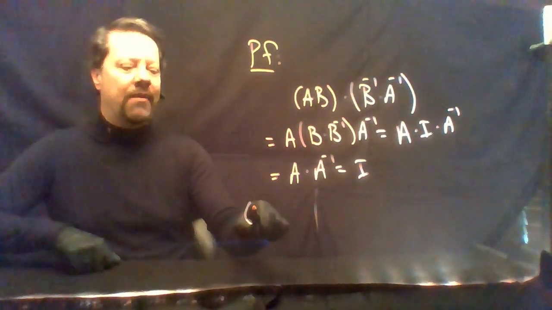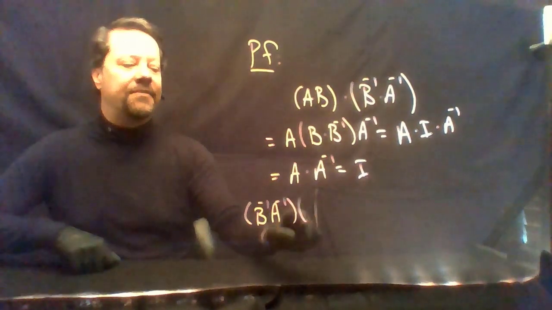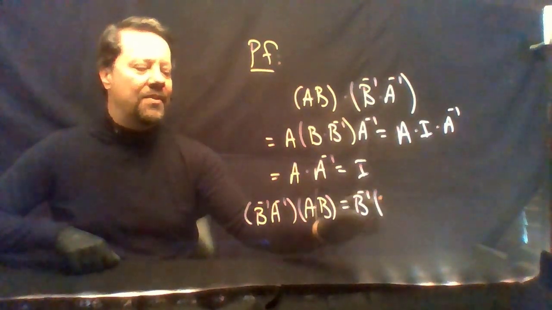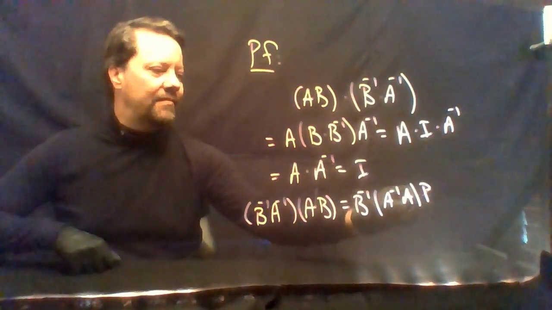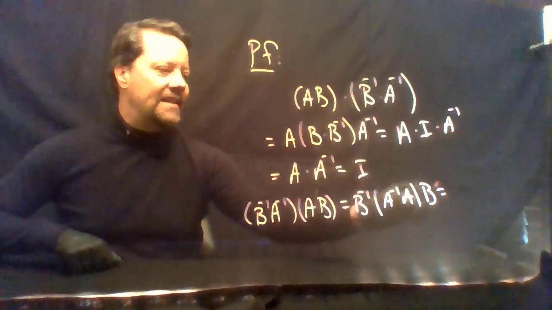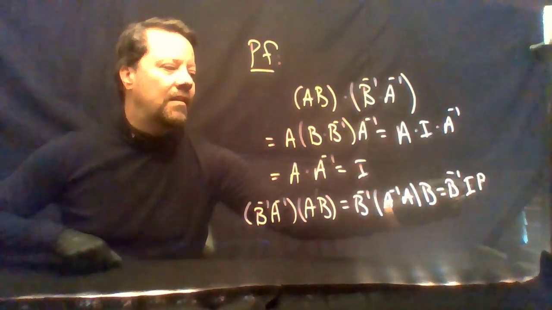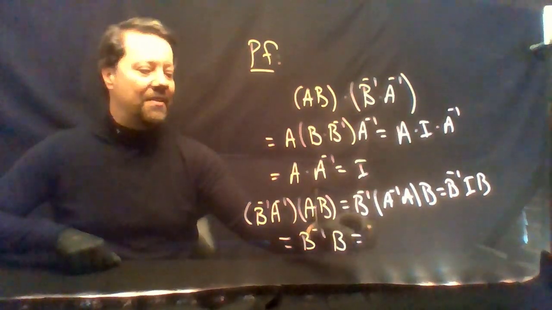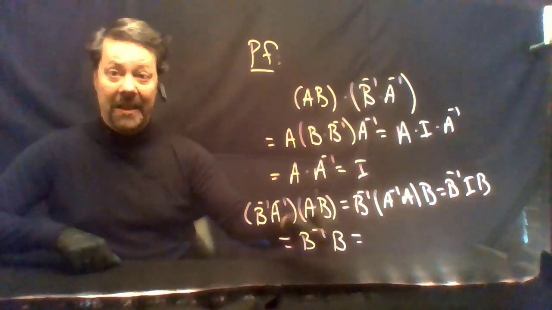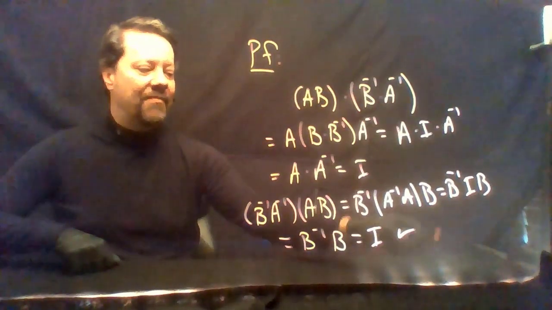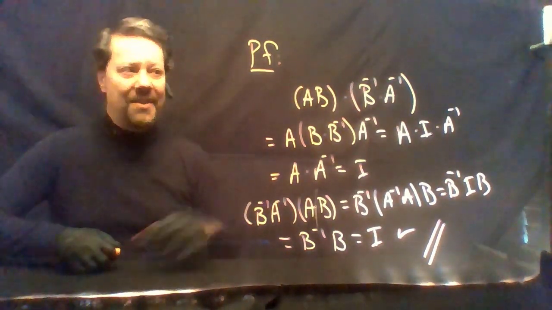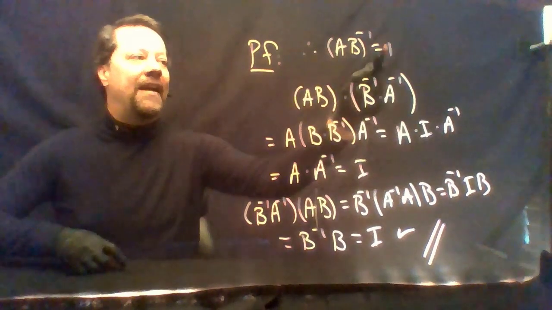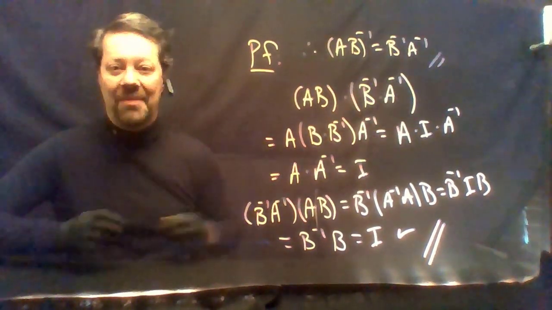We have to check it the other way around. B inverse A inverse on the left, which follows the same path. Use the associative law. Use the fact that A inverse A is the identity. The identity behaves like the identity should, and then B inverse is the inverse of B, so you get the identity. We deduce then, therefore, that AB's inverse is in fact B inverse A inverse, and that is the end of the proof.